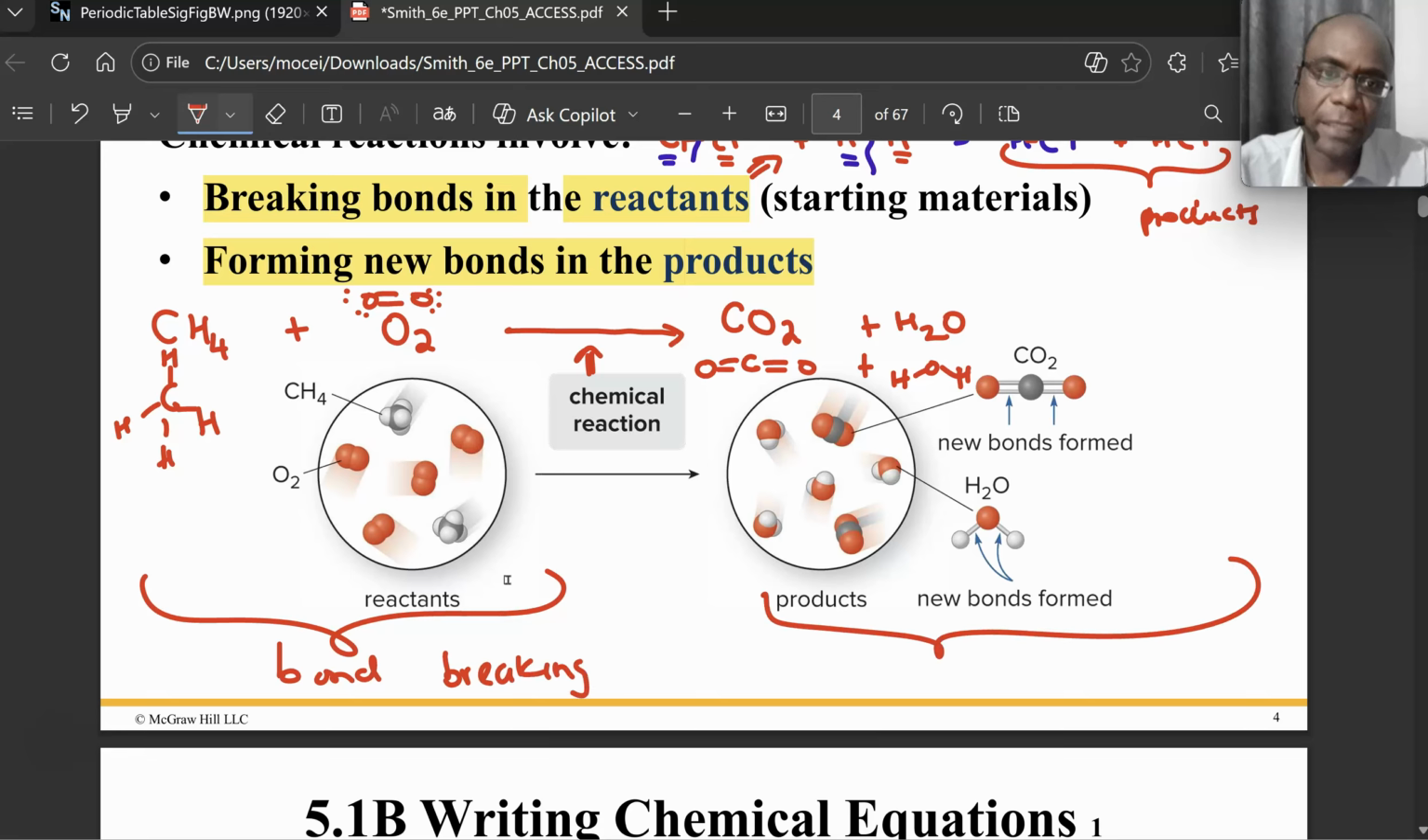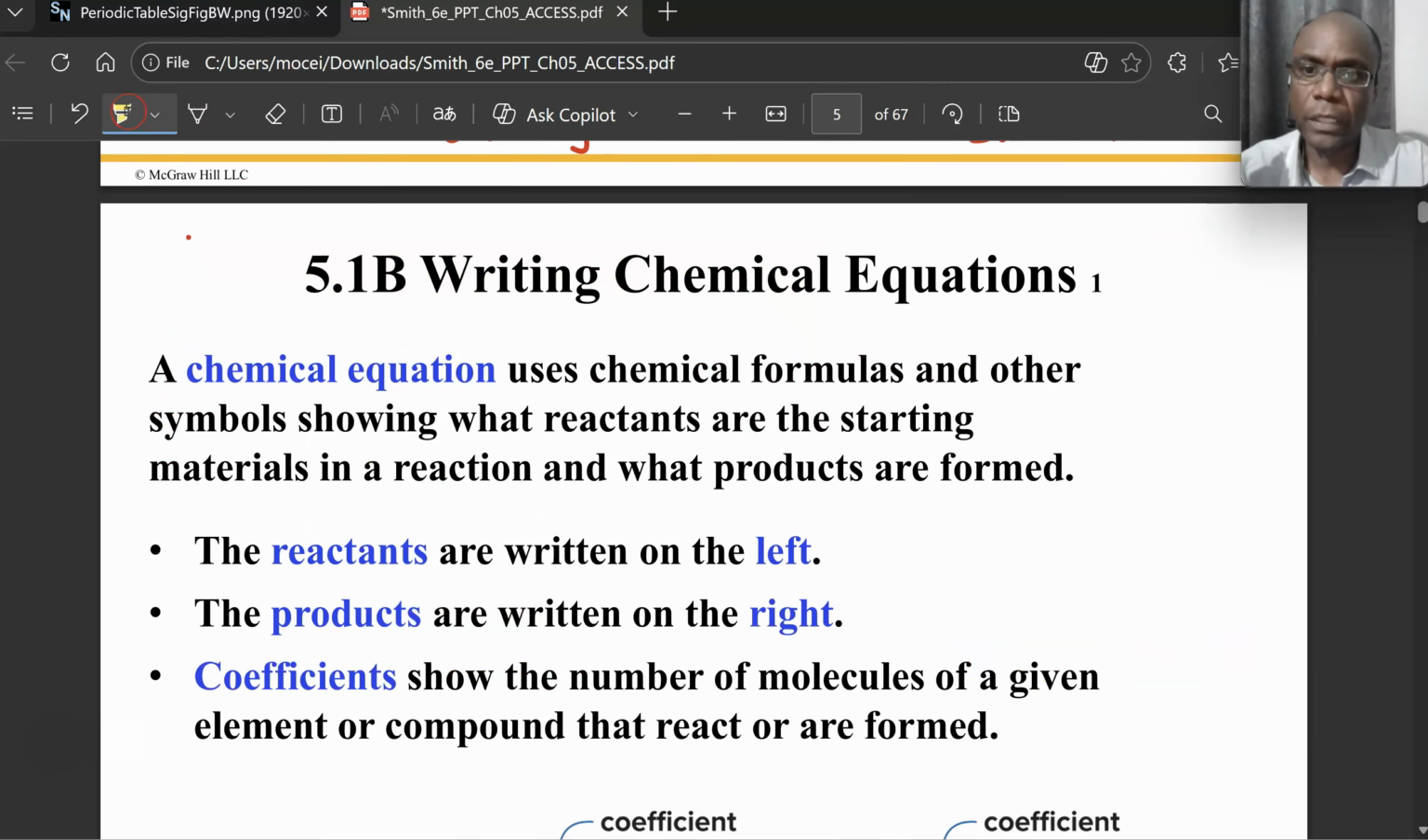On the product side, bonds are formed. As the bonds are formed, you make new substances. We are going now to learn how to write chemical equations. A chemical equation is one that uses chemical formulas and other simple symbols to show what reactants, the starting materials, are in a reaction and what products are formed.